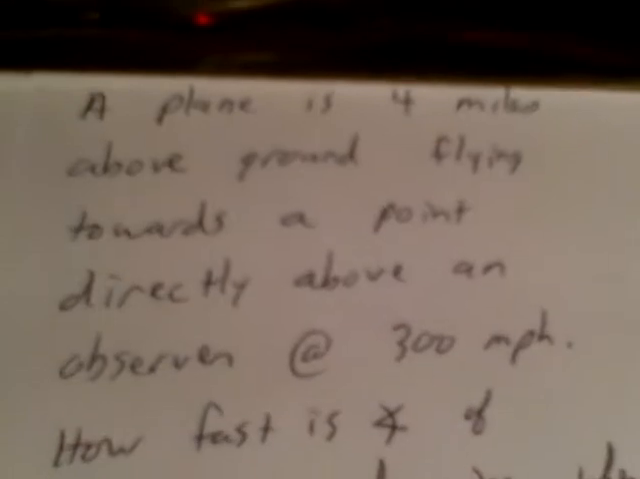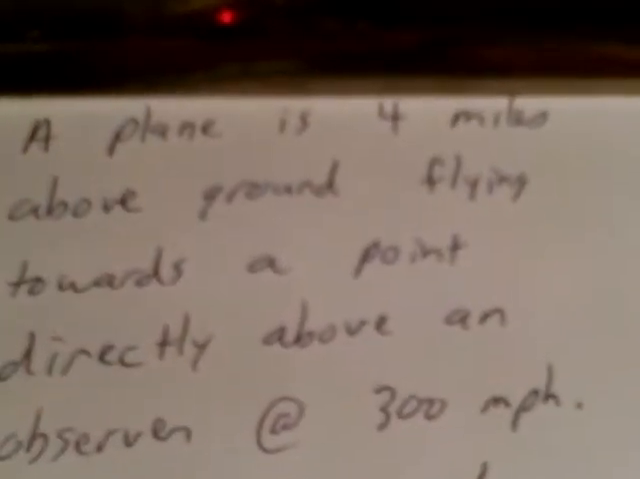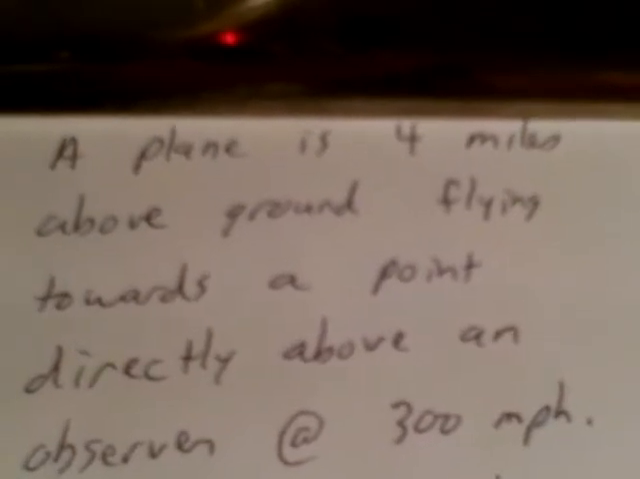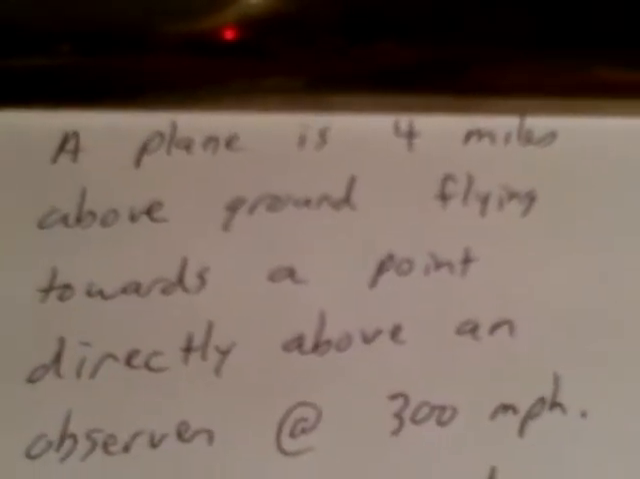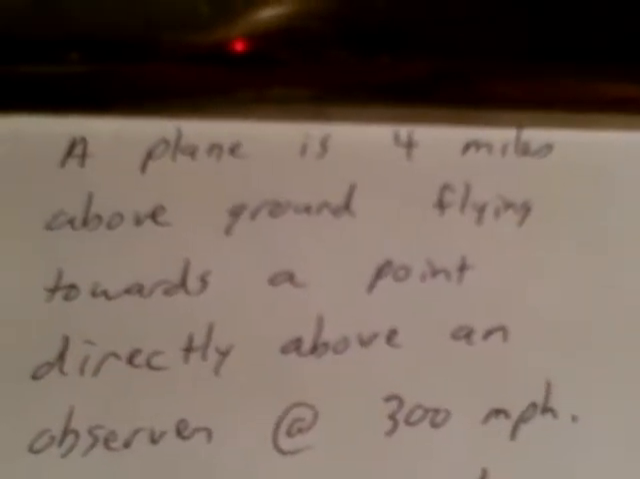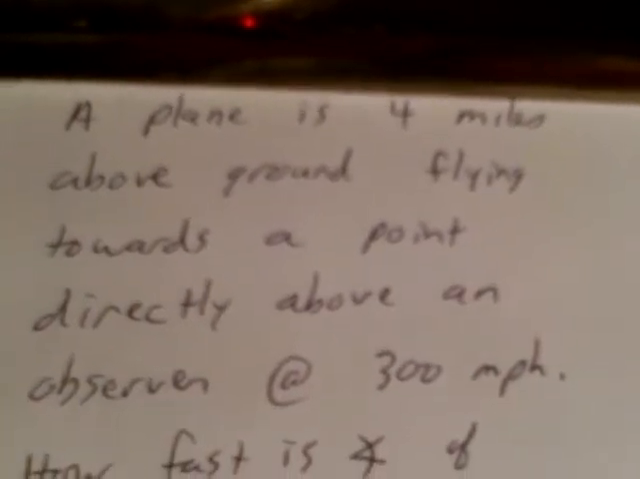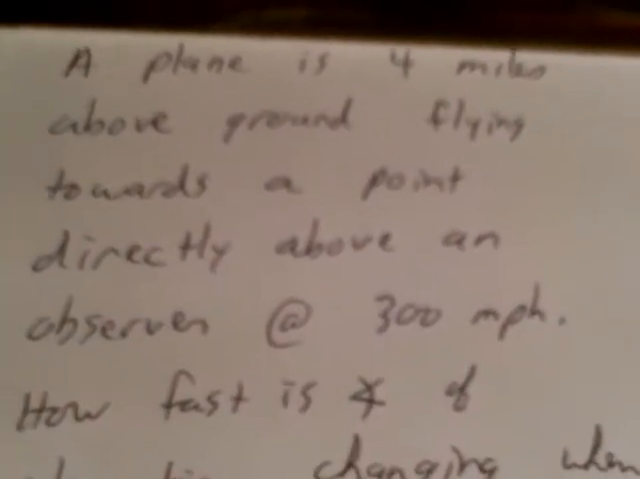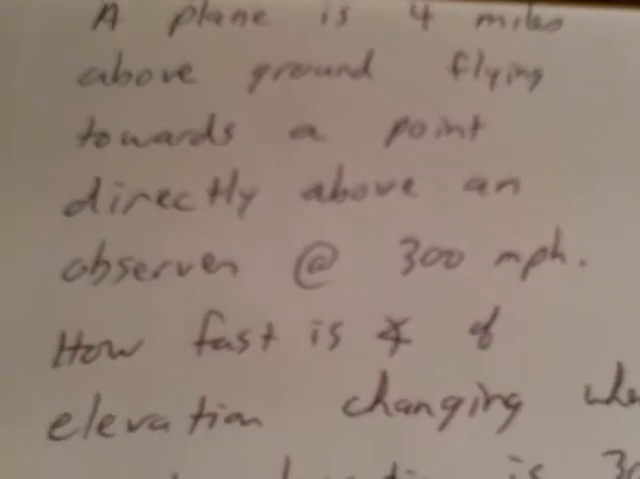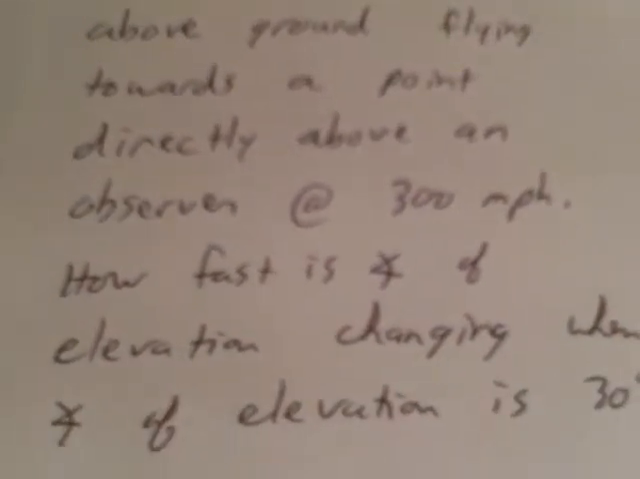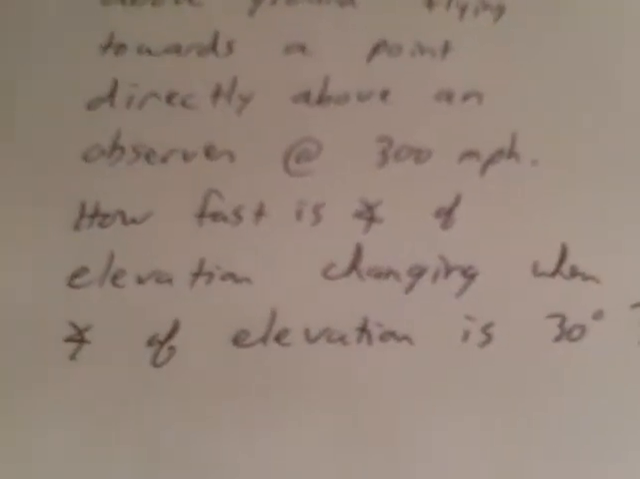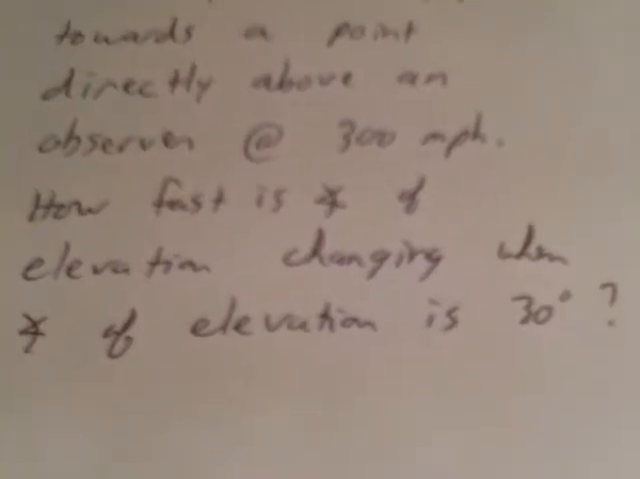So I set it up here, and I was going to do the problem down below, but then I realized I should also have done all the calculations, so I did all the calculations. So a plane is 4 miles above ground, flying towards a point directly above an observer at 300 miles per hour. How fast is the angle of elevation changing when the angle of elevation is 30 degrees?